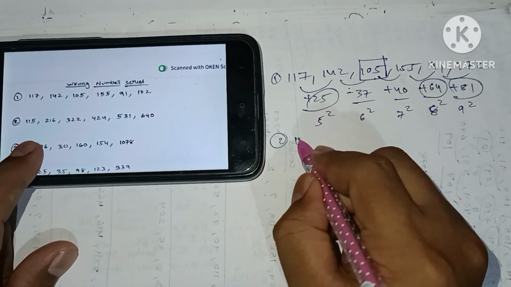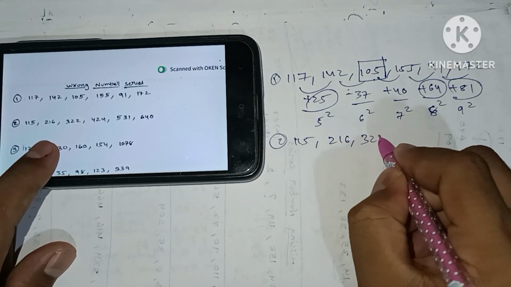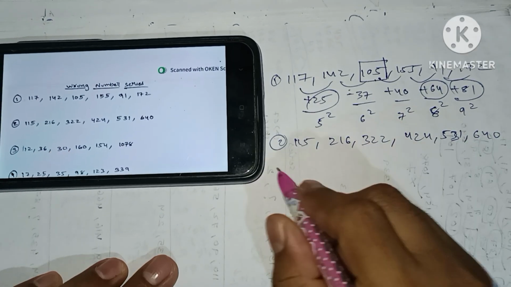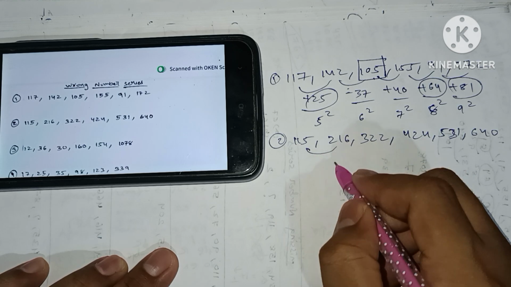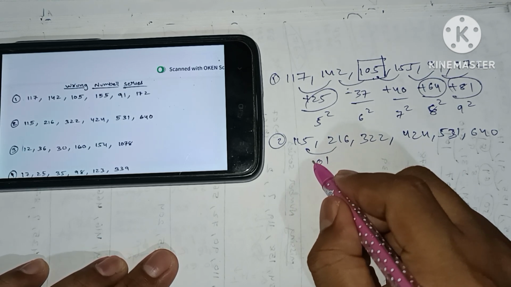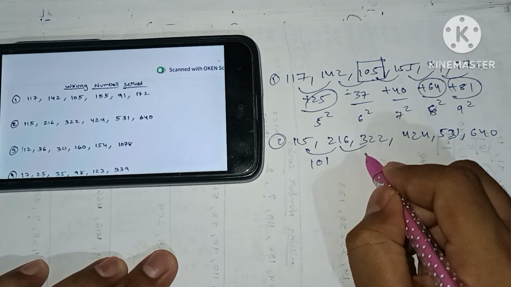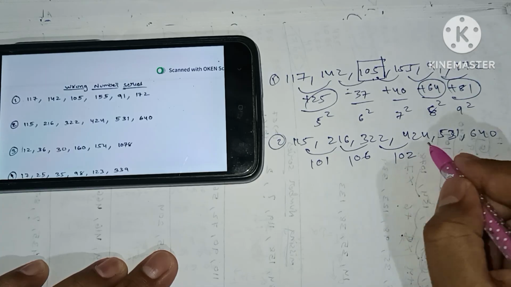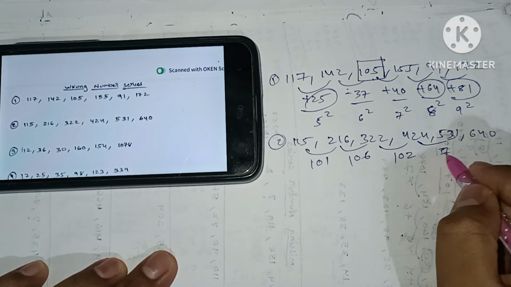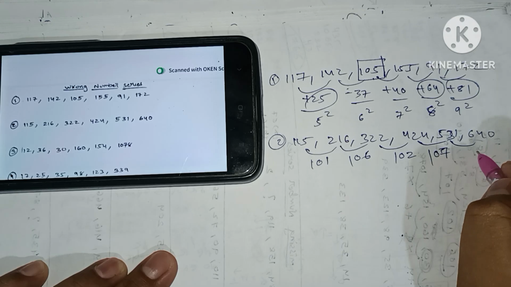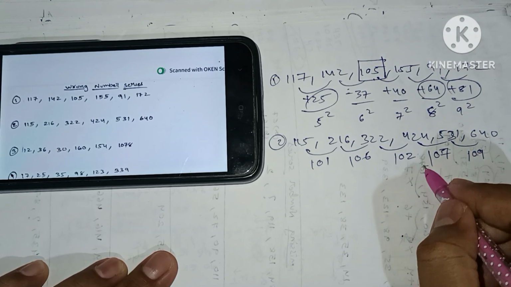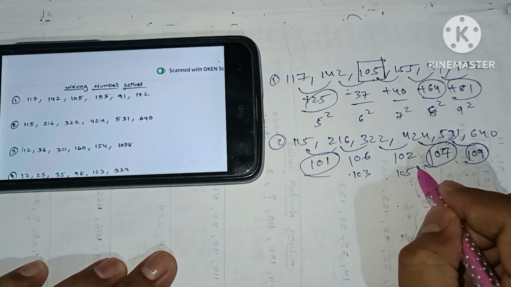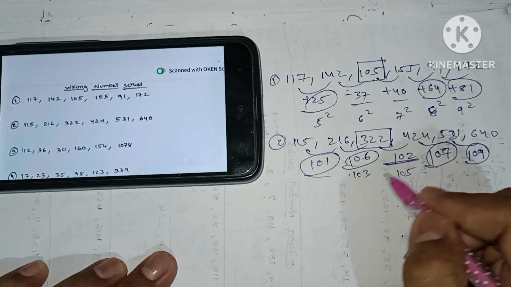Second question, 115, 216, 322, 424, 531 and 640. Here what we see is the difference between these two is 101. The difference between these two is 601. Here the difference is 201. Here we see a difference of 701. The difference between these two is 901. So these are odd numbers of succeeding odd numbers. So it must be 103 and it must be 105. So these two are wrong, so in between them is our wrong number.